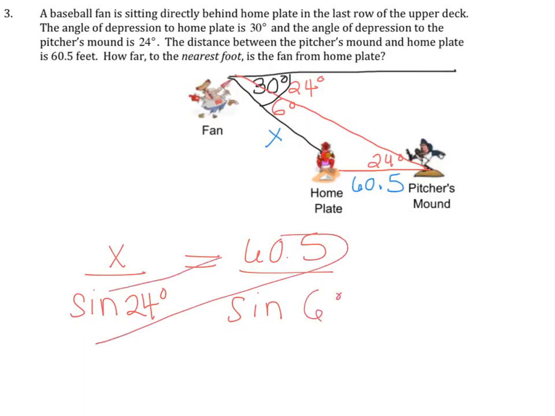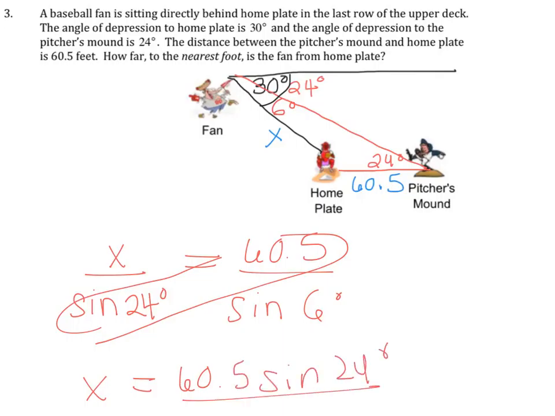I'm only going to cross multiply these and have x to the left, so that's equal to 60.5 times sine of 24 degrees all over sine of 6 degrees, in which case to the nearest foot we get 235. So the fan is approximately 235 feet from home plate.